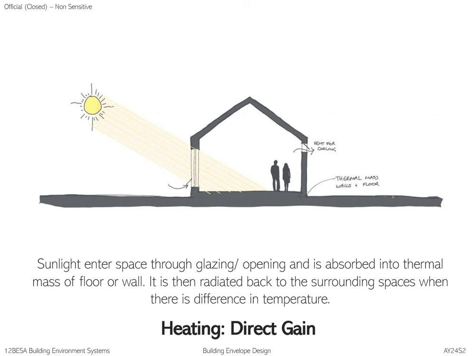Okay, so rewind a bit, go back to the basics. In terms of heating, how a space heats up can be via direct gain, where sunlight enters a space through glazing and openings, things like windows. Windows are a kind of glazing. The light is absorbed into the thermal mass of the floor or the wall, and it is then radiated back to the surrounding spaces when there is a difference in temperature. For the energy to move, there must be a difference in temperature.